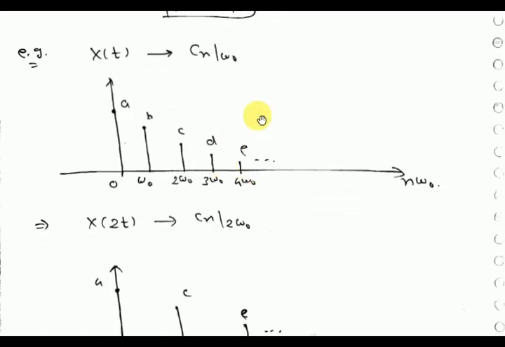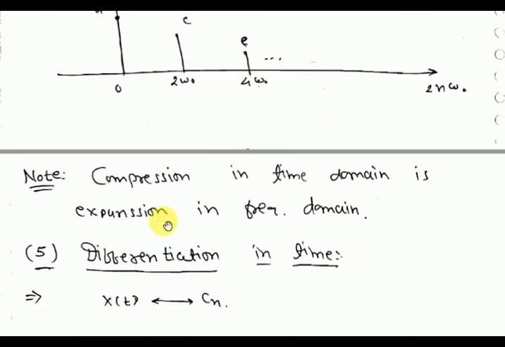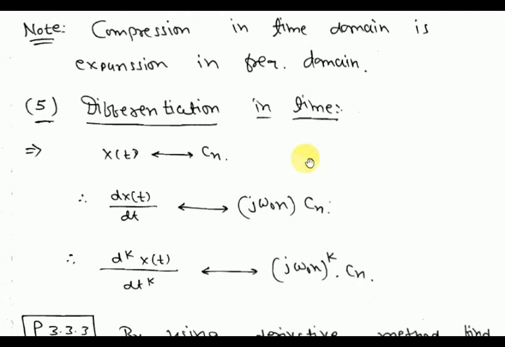Suppose one example is given: x of t has Fourier series coefficient Cn, with fundamental frequency omega naught, and we have to find x of 2t. So x of 2t will have the same Fourier series coefficient, but the frequency will be 2 omega naught. So here the gap between the samples will be 2 omega naught. Okay, so compression in time domain is expansion in frequency domain.